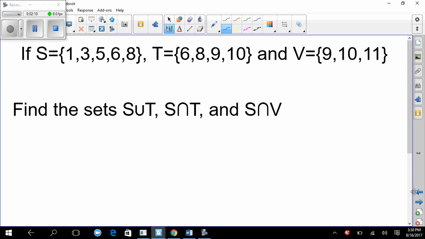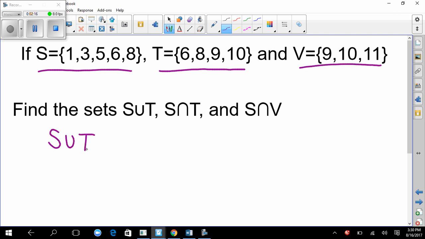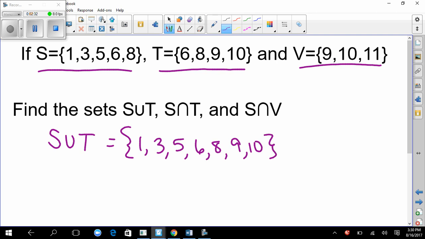So if I have set S, set T, and set V, if I want to find the union of S and T, I'm going to combine this and this. So I have 1, 3, 5, 6, 8, 9, and 10. That's the union. Intersection of S and T would only be what is the same. That would be 6 and 8.